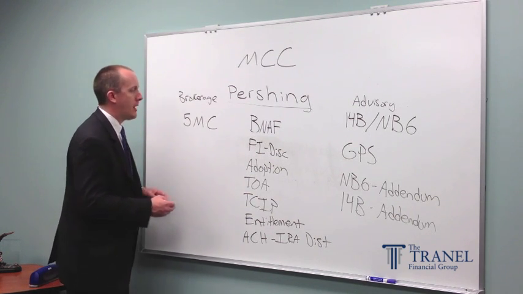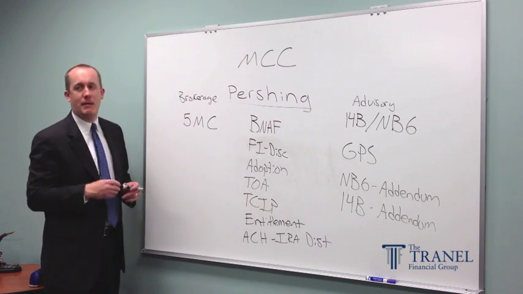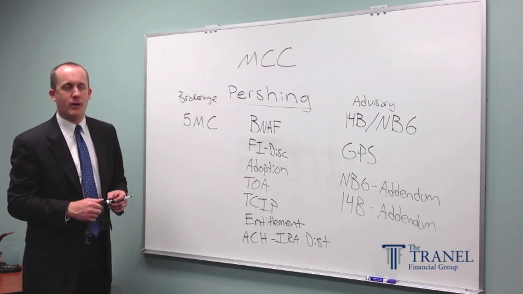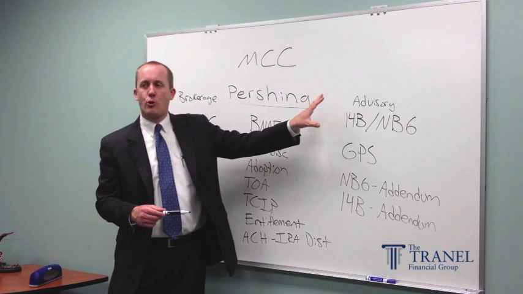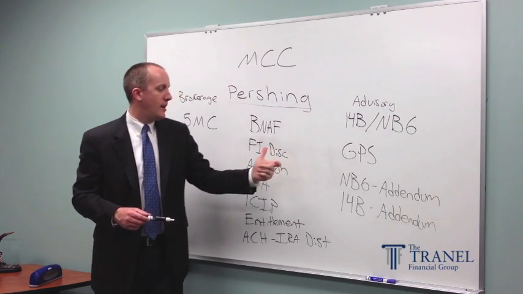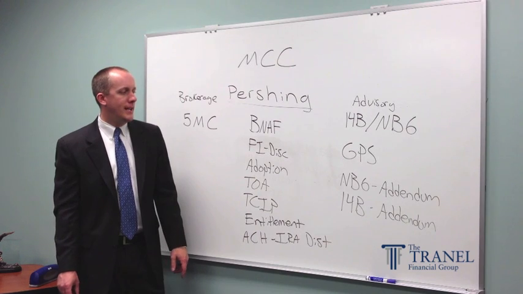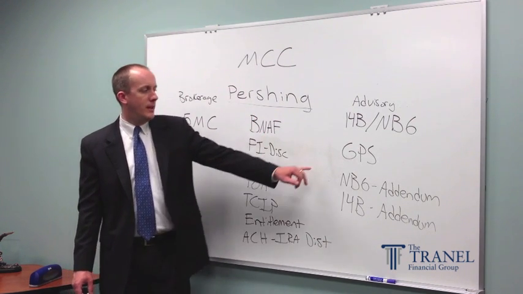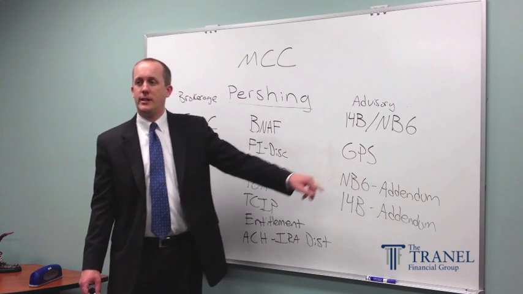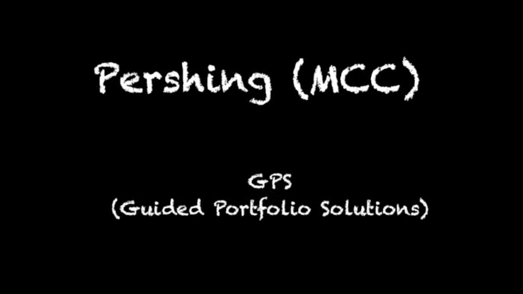If you're going to open up a brokerage account, you'll need these forms in any combination depending on what you're trying to accomplish. If you're opening up a brokerage advisory account, you may also need any of these forms, but in addition to these forms, when you do an advisory, you're also going to need the GPS. GPS is an acronym for Guided Portfolio Solutions.